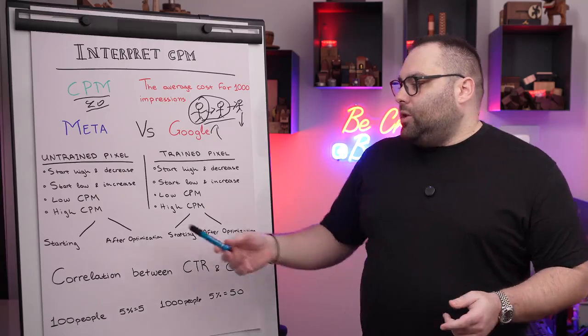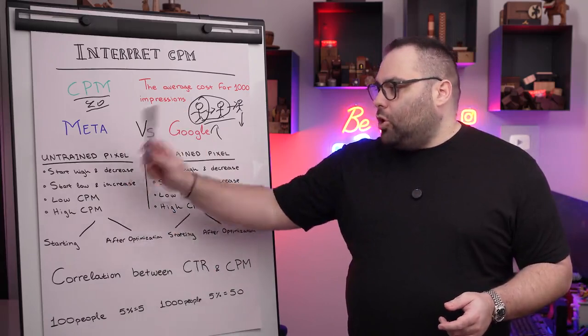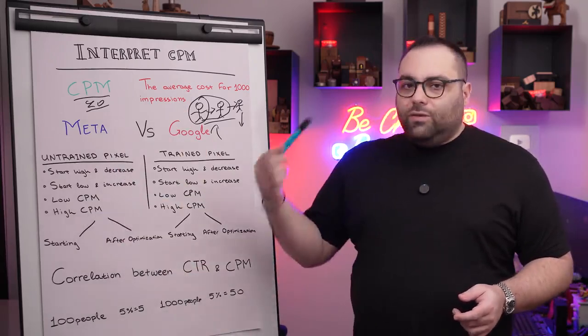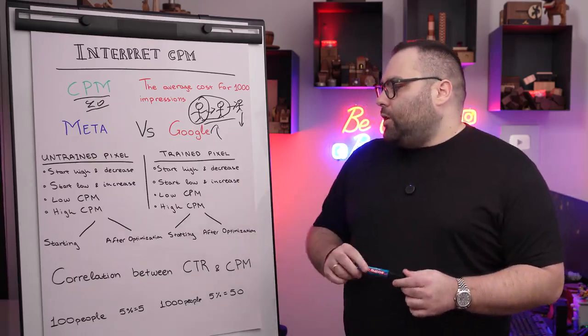And then we have the situation that over here we have a low CPM after optimization. It's always good with an untrained pixel. If we have a high CPM after optimization, it's very bad for an untrained pixel because it's not a good sign. Now let's talk about a trained pixel.